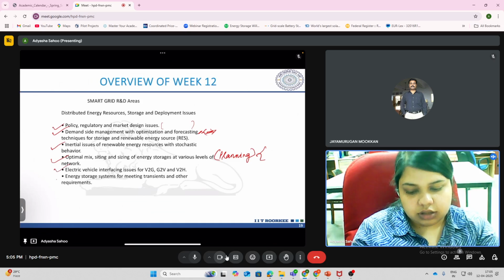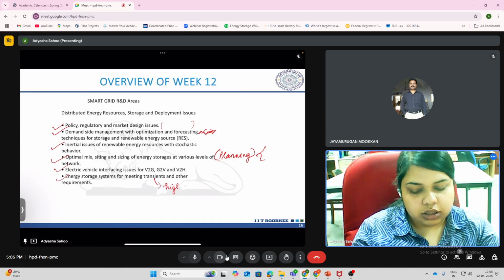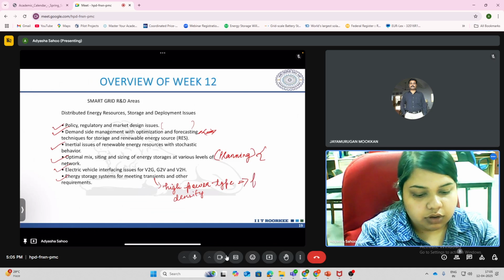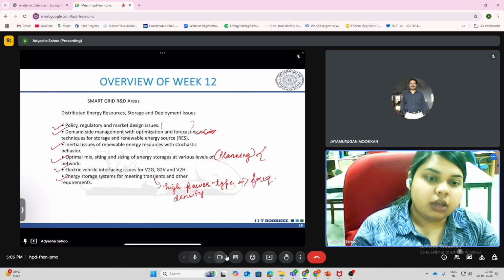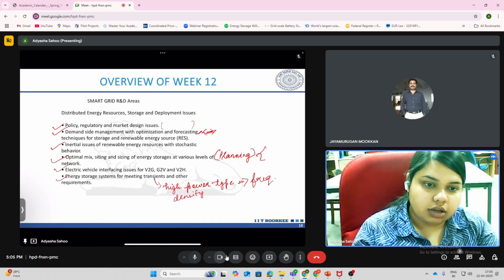Next is using the energy storage for meeting the transient requirement. For that, you need to install storage of high power density type, such as supercapacitors. These will help in transient performance, meaning for frequency, because they can charge and discharge very quickly.